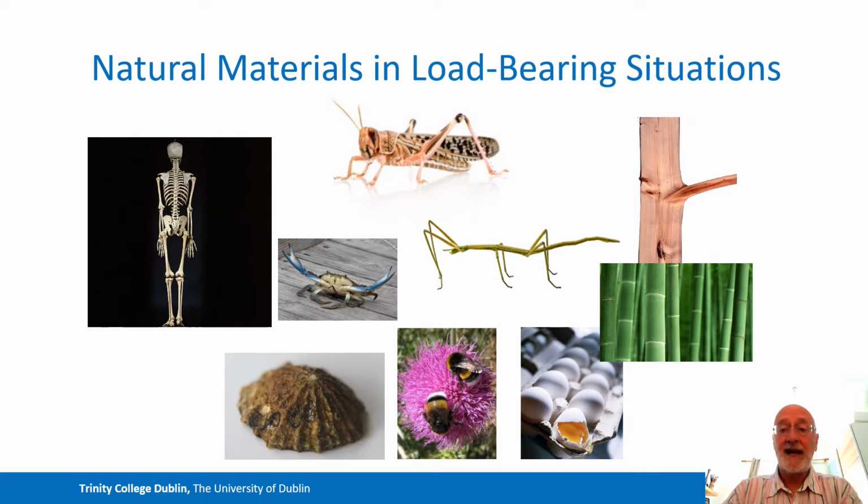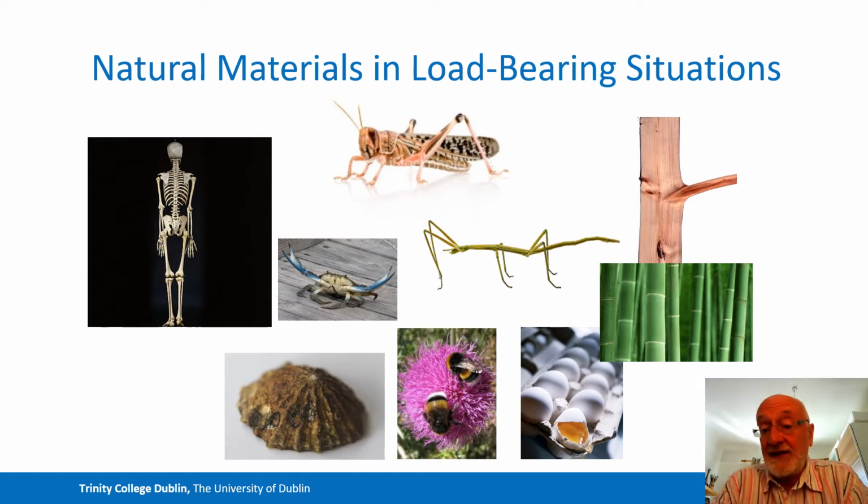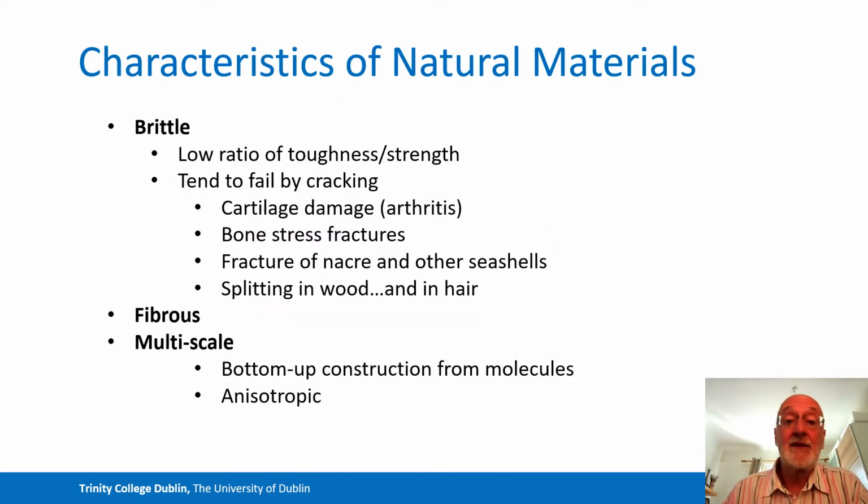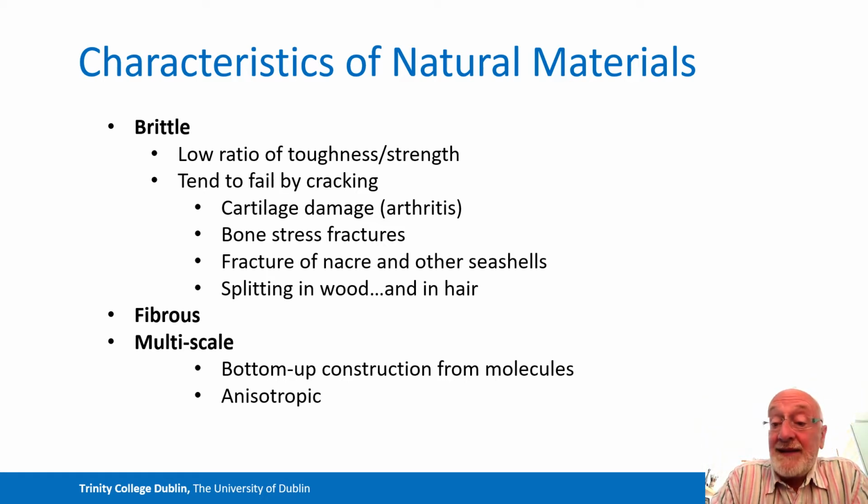So, in my lab, we do a lot of work on natural materials which are in some way in a load-bearing situation. So we work on the human body, the bones and muscles and cartilage in the body, but we also work on other animals and plants like insects and seashells and bamboo and eggs and all sorts of different materials. And let me just give you a little bit of background to these, because why they're interesting really for a Crack Paths conference is that they are essentially brittle.